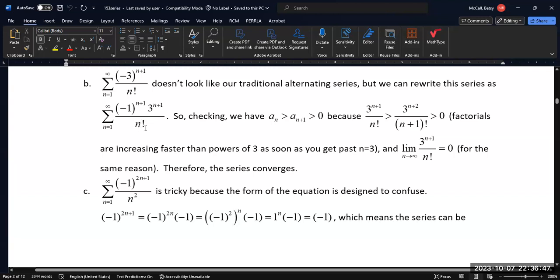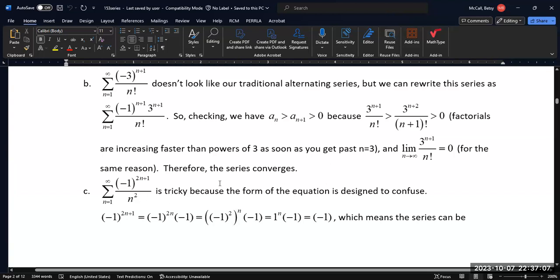Now, again, we have n factorial in the denominator, and we can see that factorials are going to grow faster than powers of 3. And so this will be a decreasing sequence, and the limit will go to 0, and therefore we can say that the series will converge.